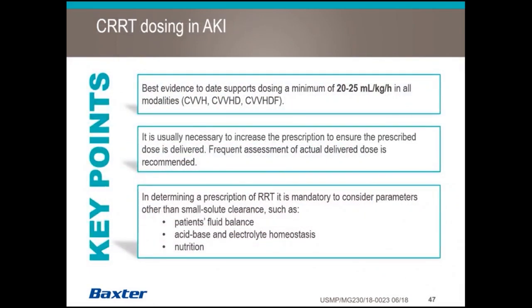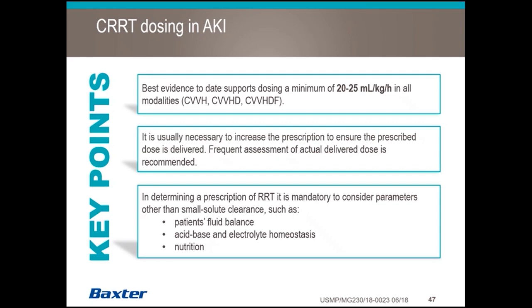So just to review that, the best evidence to date supports dosing a minimum of 20 to 25 mL per kilo per hour in all modalities for CRRT. It's usually necessary to increase the prescription to ensure that the prescribed dose is delivered, and frequent assessment of the actual delivered dose is recommended. There are ways on your renal replacement therapy machines, your CRRT machines, to determine what the actual delivered dose was as opposed to the prescribed dose.